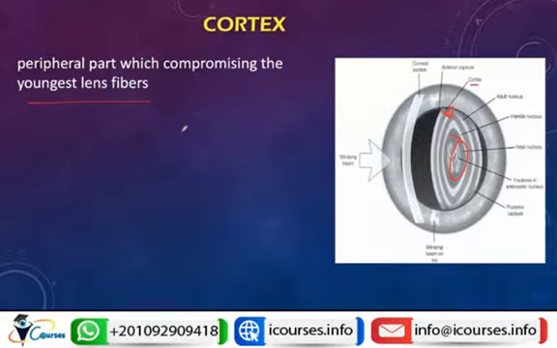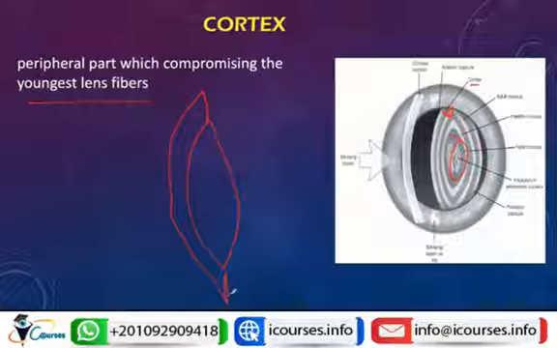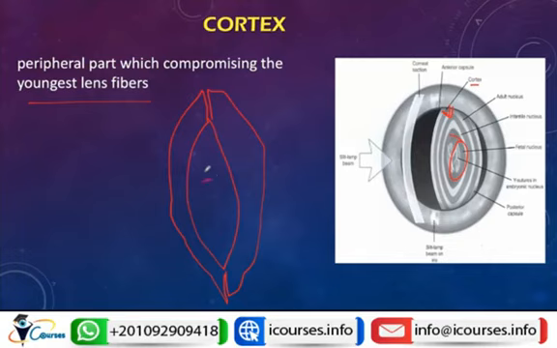It should be mentioned also, optically speaking, that the lens is formed like this. It is formed of a central nucleus and then the peripheral cortex. So the peripheral cortex can be considered like a minus lens, while the nucleus can be considered like a plus lens.